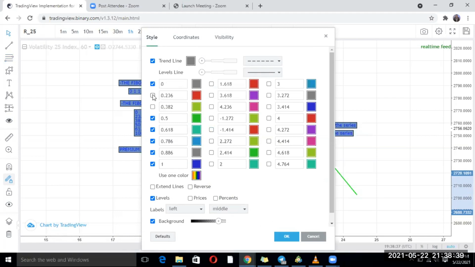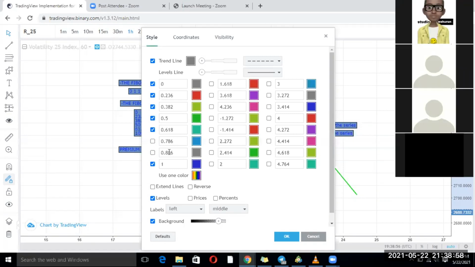We have 23.6, right? We have the 38.2, isn't it? We have 50, we have 0.618, which is 61.8, but these ones are not there. The 78.6 is not there, and also the 88.6 is not there. So now, guys, these are our levels. We have just our normal Fibonacci levels on our phones.